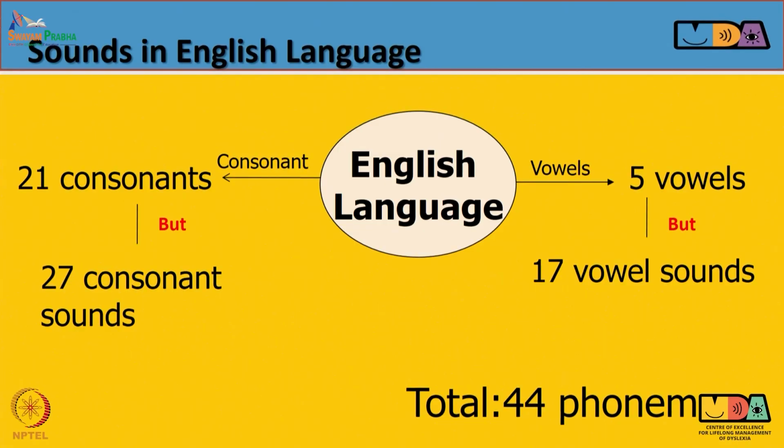Learning to spell is a developmental process, and young children go through several stages before acquiring the spelling skills. In English, we have 21 consonants, but we have 27 consonant sounds. We have 5 vowels and 17 vowel sounds. In all, the child has to learn 44 phonemes, which is a lot of sounds and letters for the child whose mother tongue is not English to learn.